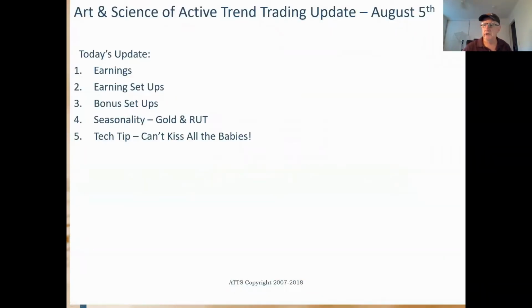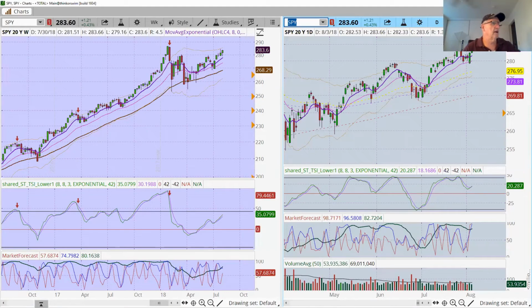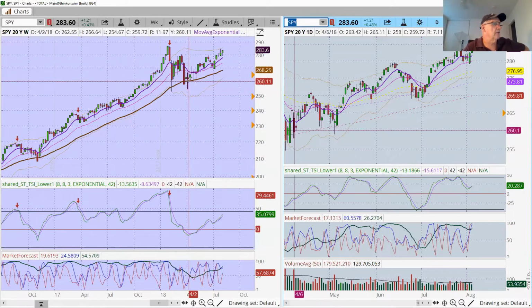So let's take a real quick look at some charts and see what we're looking at. We'll start with a quick overview of the markets themselves. Here's the SPY. On a weekly basis, on the left-hand side, we've bounced off the 40-week moving average, which corresponds to approximately the 200-day moving average, and that would have happened down in this area here.